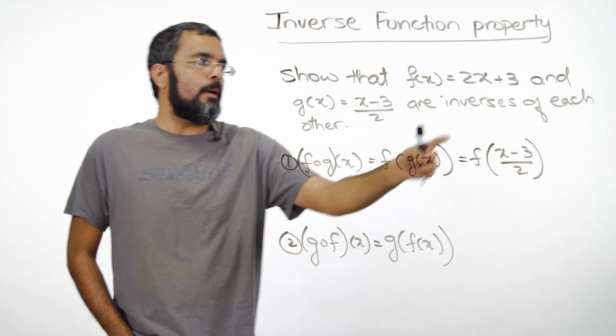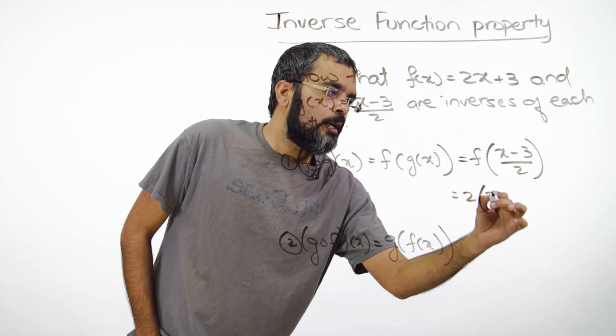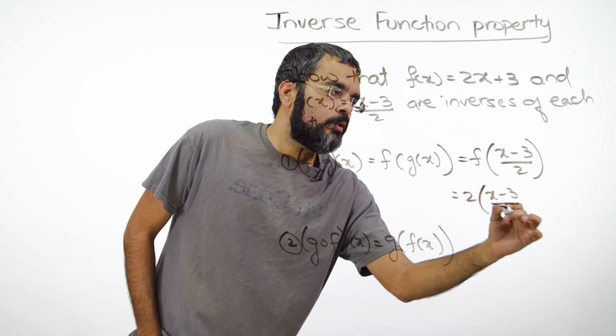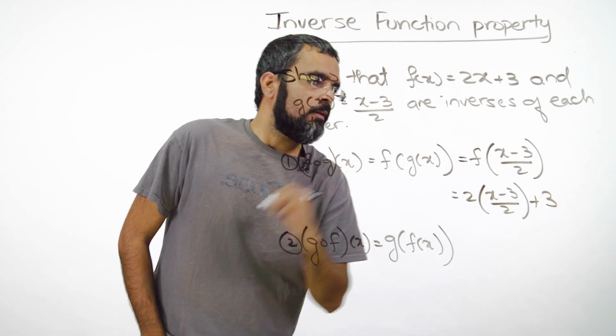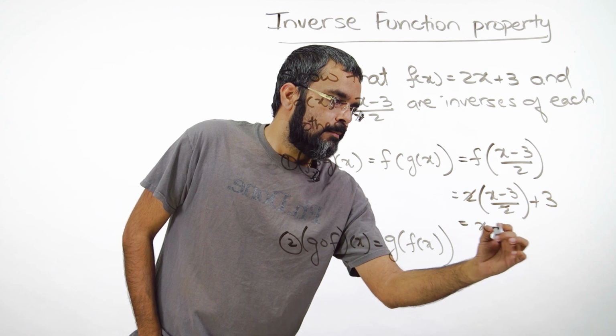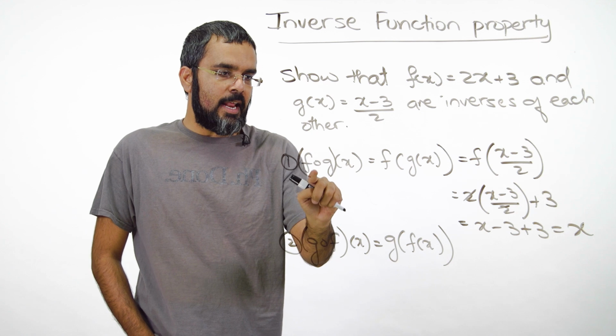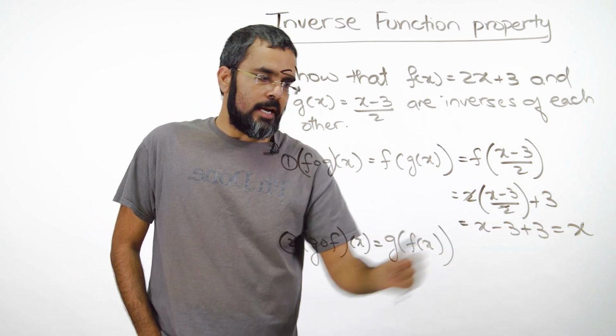Okay, what does f do? It multiplies x by 2 and then adds a 3. So this is going to be 2 times (x minus 3) over 2, plus 3, which cancels this out, which gives me x minus 3 plus 3, which is x. So we see that f o g of x comes out to be x.